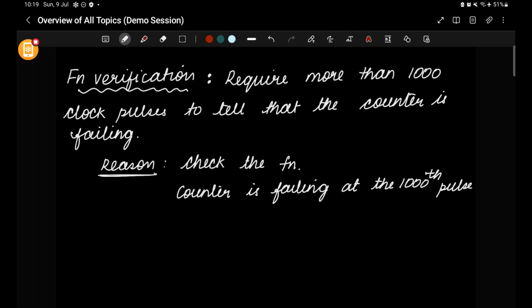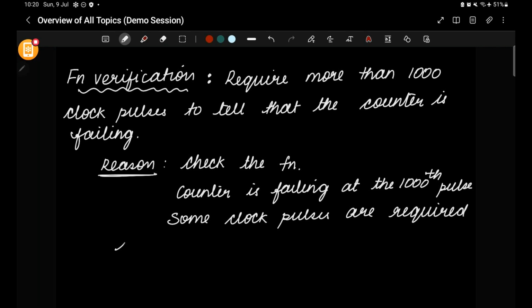And some clock pulses are also required for counter initialization and counter observation.